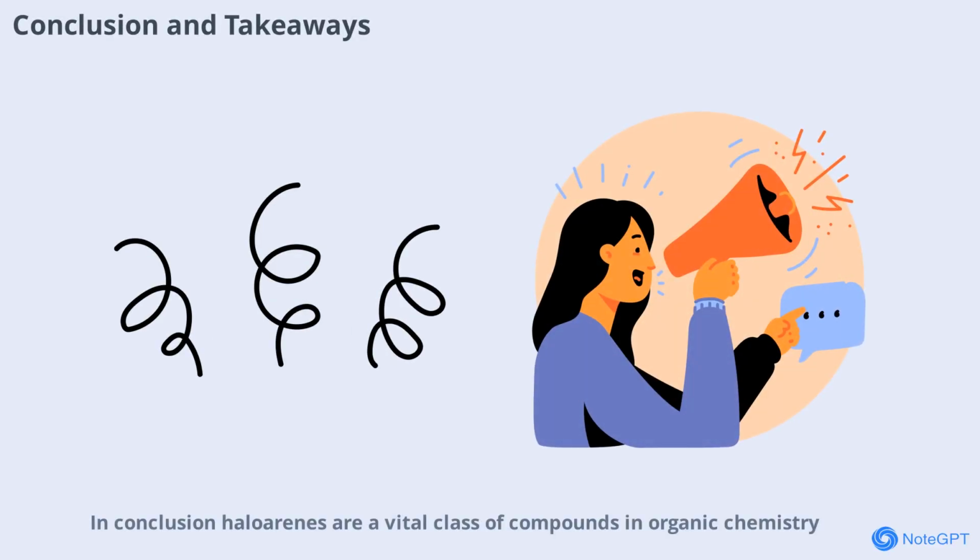Conclusion: halogens are a vital class of compounds in organic chemistry, with diverse applications and intriguing chemical behavior. Understanding their structure, preparation, and reactivity is essential for students and professionals alike. As research continues, halogens will remain at the forefront of innovation in chemistry and industry.